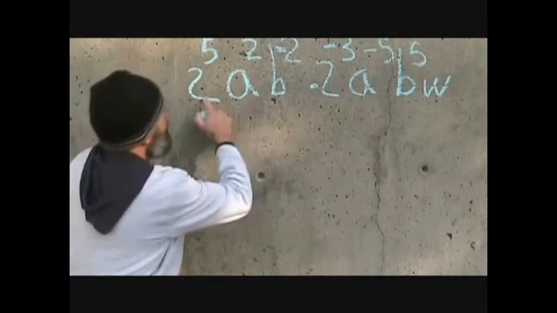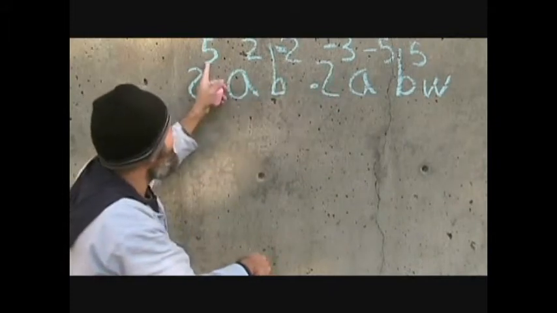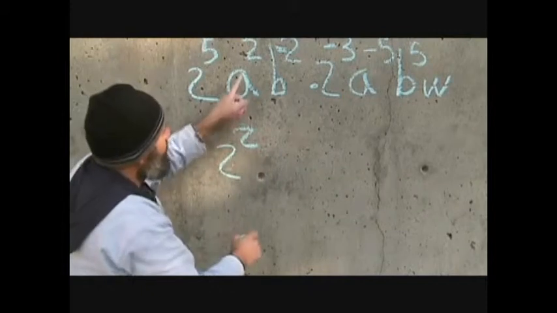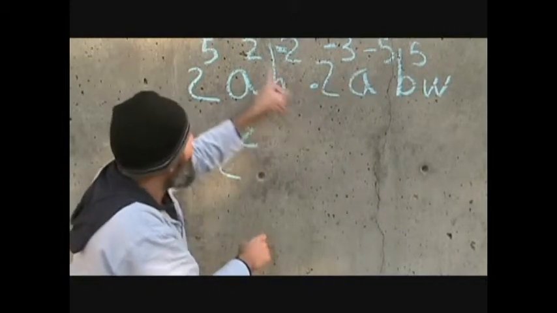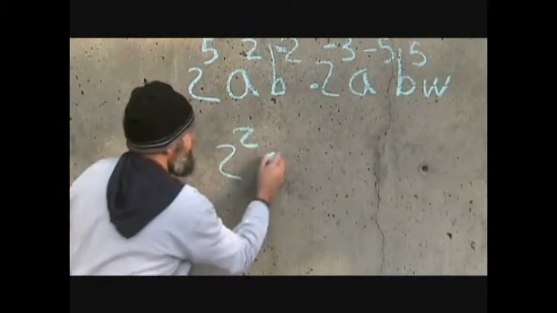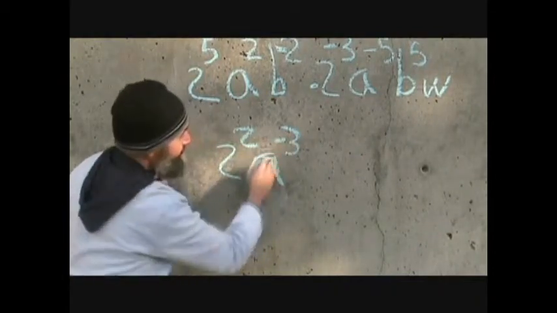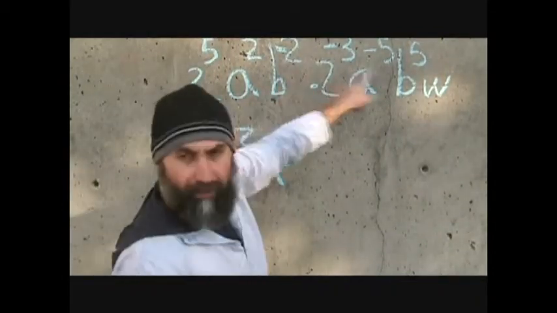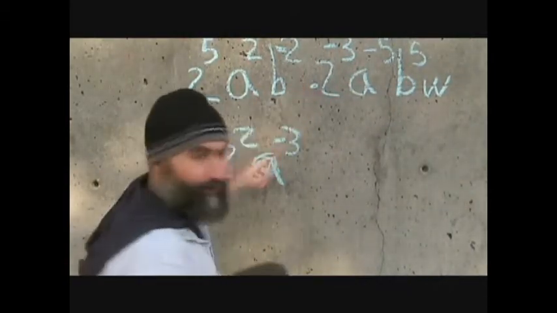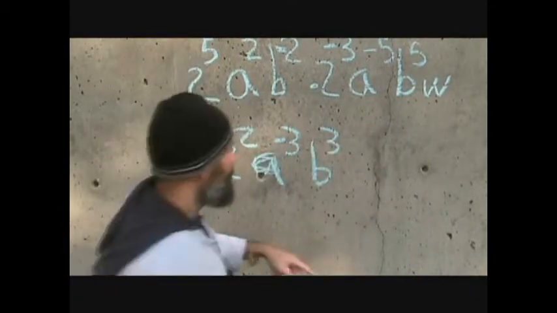So 2 to the power of 5 times 2 to the power of negative 3. All you do is just add the exponents. 5 plus negative 3 is going to be 2, so it's 2 squared. Then a squared times a to the negative 5: 2 plus negative 5 is going to be a to the negative 3. Negative 2 plus 5 is going to be 3, right? So it's going to be b to the power of 3. And your w is just your w.